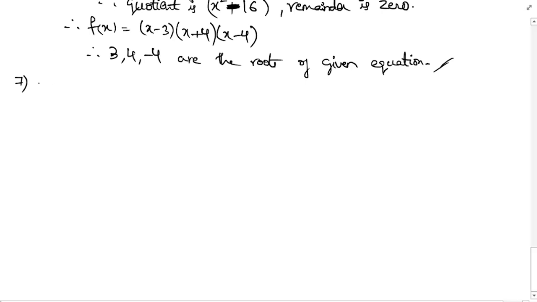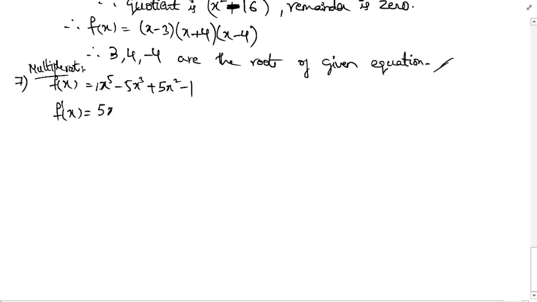So for example, we'll consider one expression like x power 5 minus 5x cube plus 5x square minus 1. First I'll write here multiple roots, or equal roots. Then we have to find the roots if this hint is given. So f of x is equal to this expression, right? So now f dash of x can be written as, this coefficient is 1, 1 into this power 5, that is 5 x power 4.